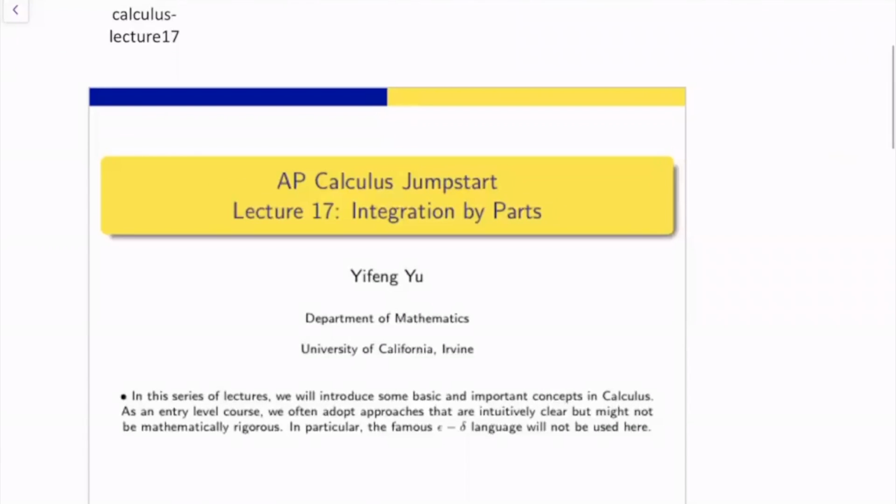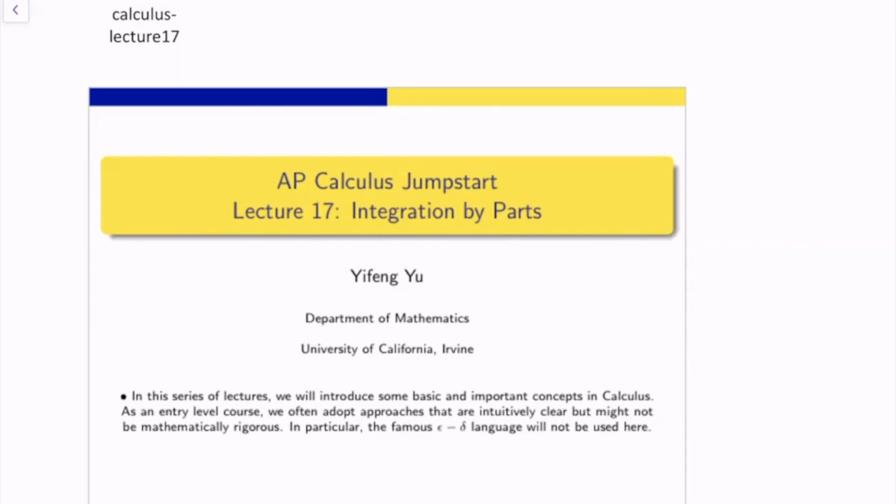In this series of lectures, we introduce some basic and important concepts in calculus. As an entry-level course, we often adopt approaches that are intuitively clear, but might not be mathematically rigorous. In particular, we will not use the famous epsilon-delta language.